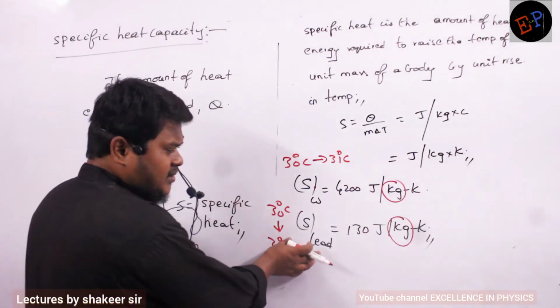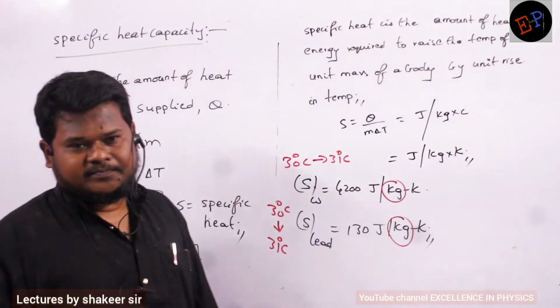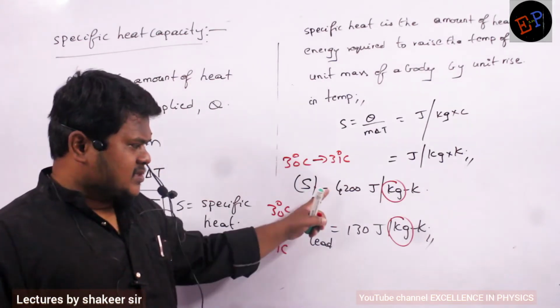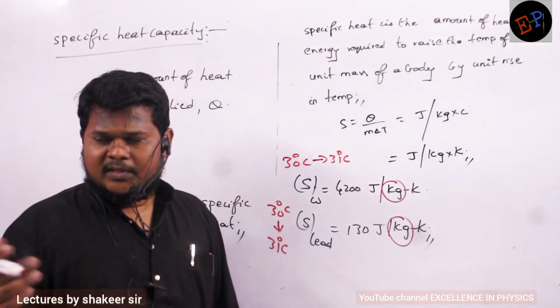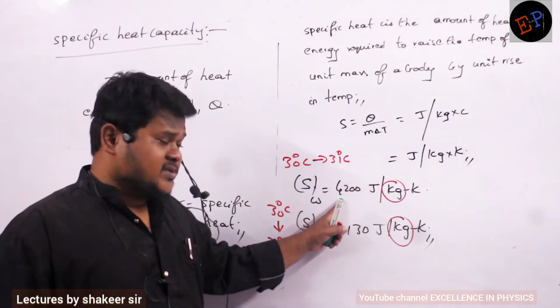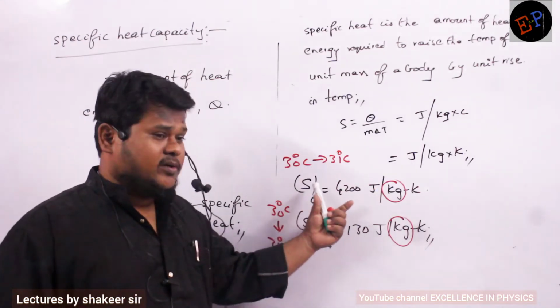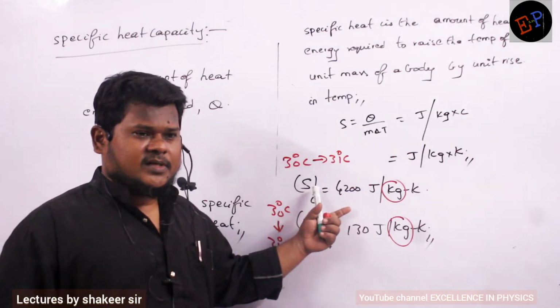But in the case of lead, it is enough if you supply 130 joules of energy. That is the meaning of it. If you just supply 130 joules, temperature of lead rises by 1 degree. Same mass, mass is 1 kg only. But to raise the temperature of water, I have to supply very, very huge amount of energy, many, many times huge energy.